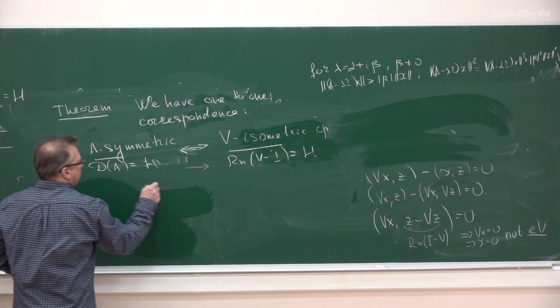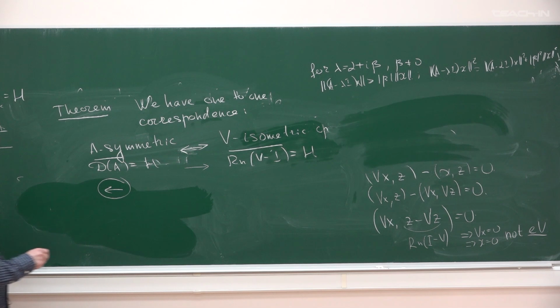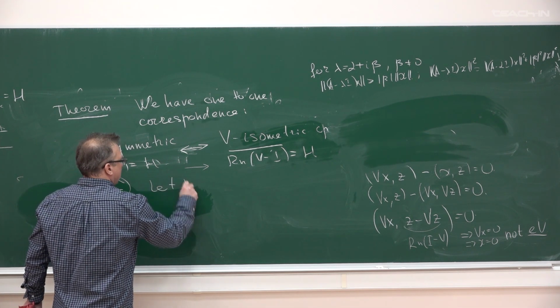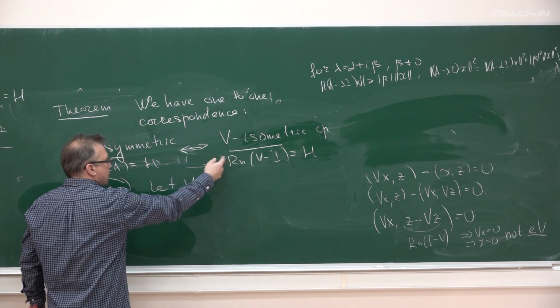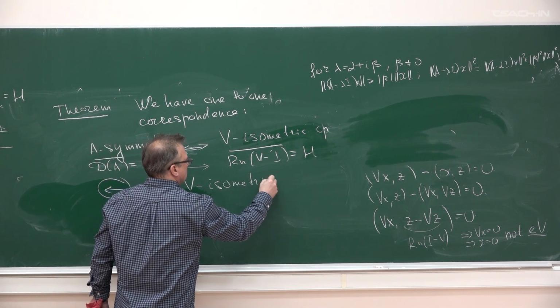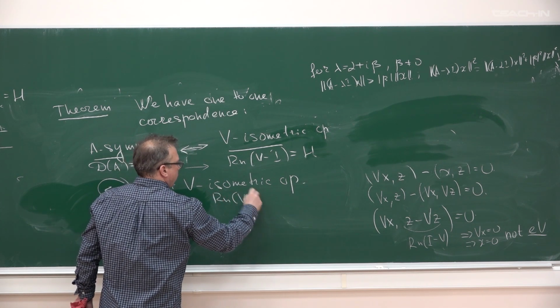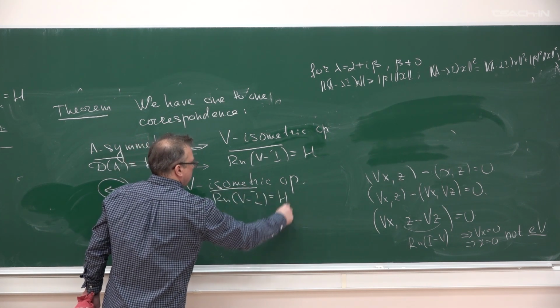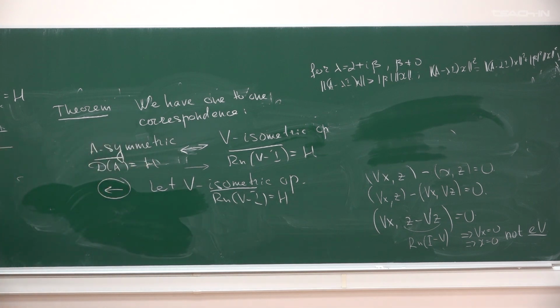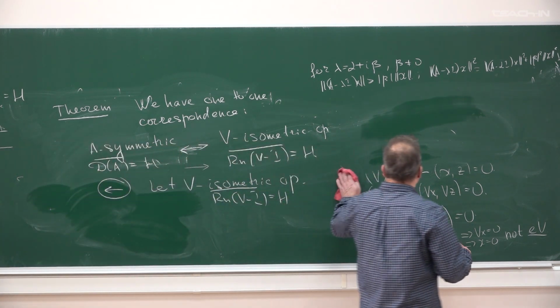So we need to show this. Let V be from this set, an isometric operator with dense range for the operator V minus I. So we have these formulas. I write it here. So let's try to reconstruct the operator A.